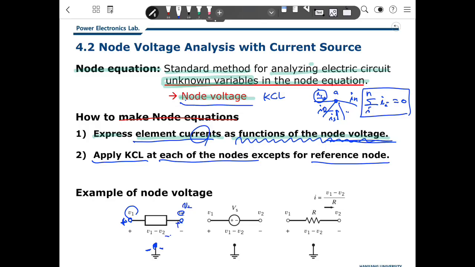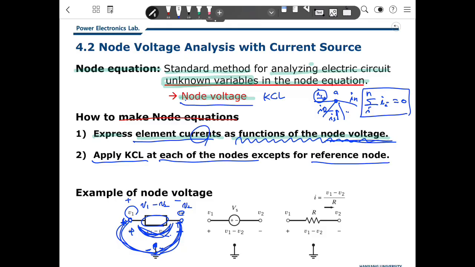Then we want to know this voltage difference from here to here. What's the meaning of that? The voltage difference here means from here minus that. So the voltage here is V1 minus V2, when you define this as plus and minus.